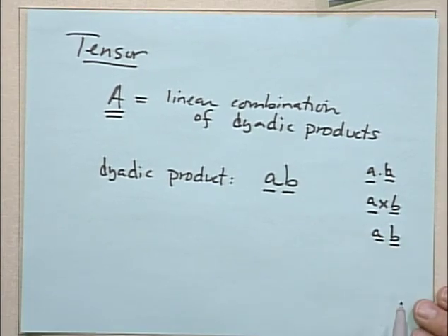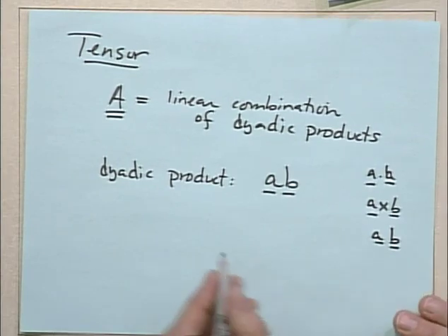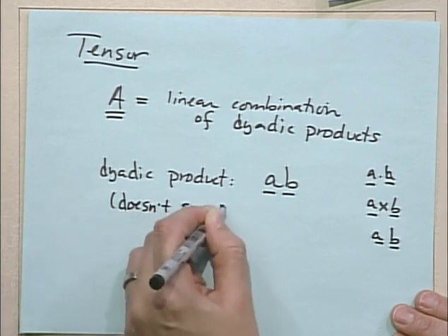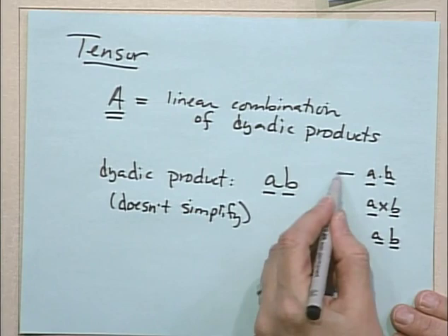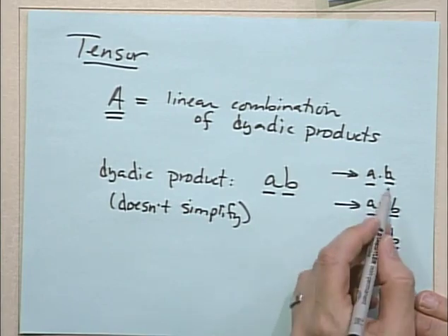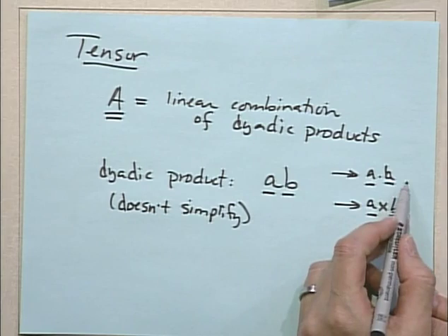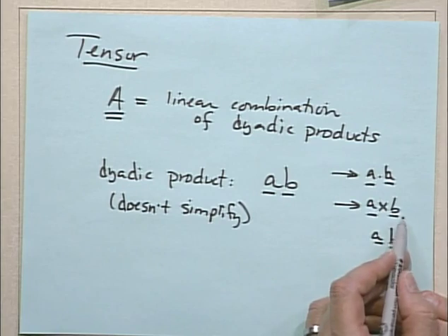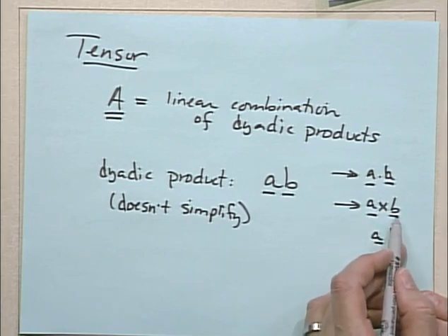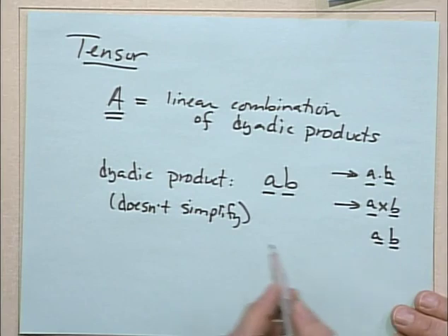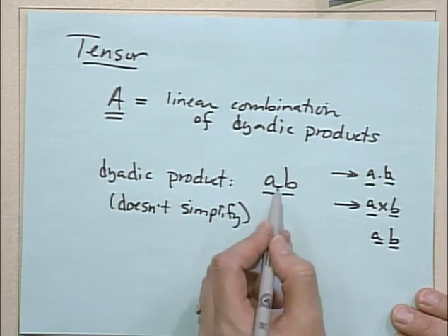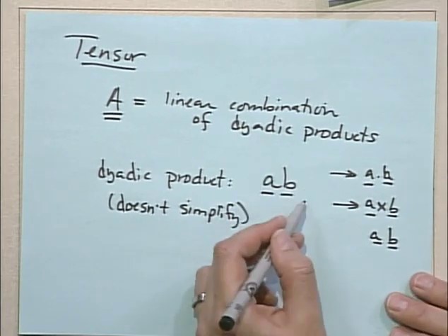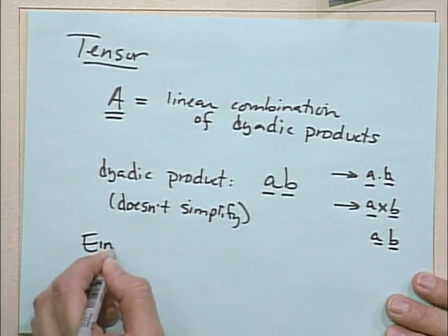The thing about the dyadic product is that it doesn't simplify, okay? So unlike this case or this case, you can't say, well, it's the magnitude of the first, magnitude of the second, cosine of the angle between them. Or in this case, magnitude of the first, magnitude of the second, sine of the angle between them, and the unit vector. This one doesn't simplify. It's simply 2 vectors side by side. We can interpret this product in Einstein notation.